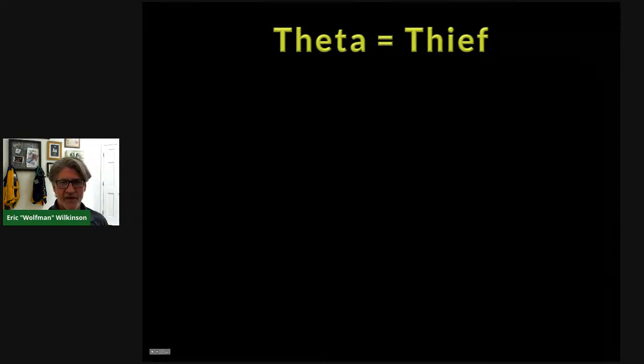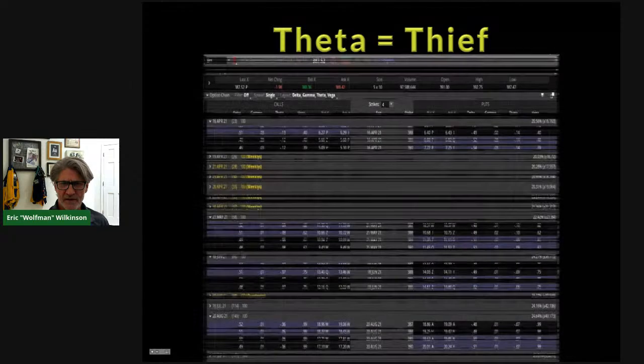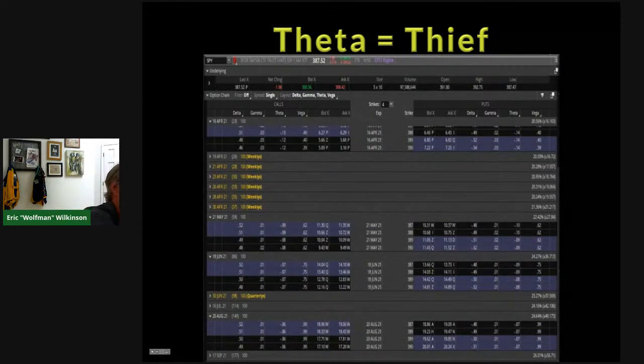All right, so Theta the Thief. One thing I want to talk about, you can see this show up in the platform here. I've got an old screenshot of SPY, but I want you to take a look at theta. Note that theta is always a negative number, right? Because you can't go back in time. I told you everything is an advancement. And if theta is a thief, every day it comes in and steals some premium.